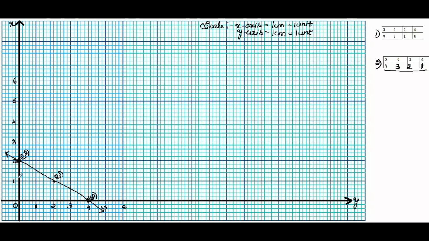So for x is equal to 0, y is equal to 3. This is 0, 3. Next is 2, 2. For x is equal to 2, y is equal to 2. That is this point. So 2, 2. Next is for x is equal to 4, y is equal to 1. That is this point. 4, 1. Fine. So next we need to join this. So please use pencil. Okay. So this will be the second line.